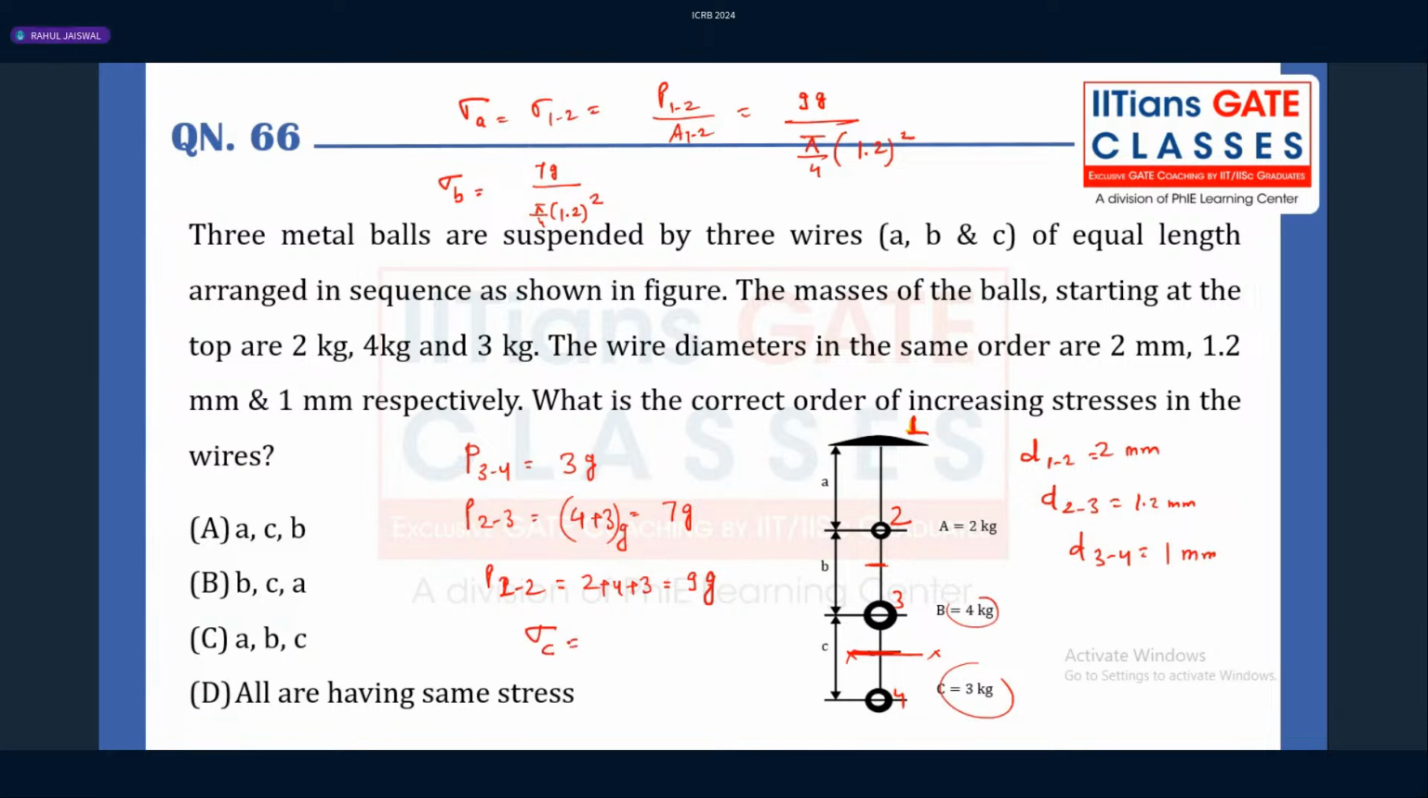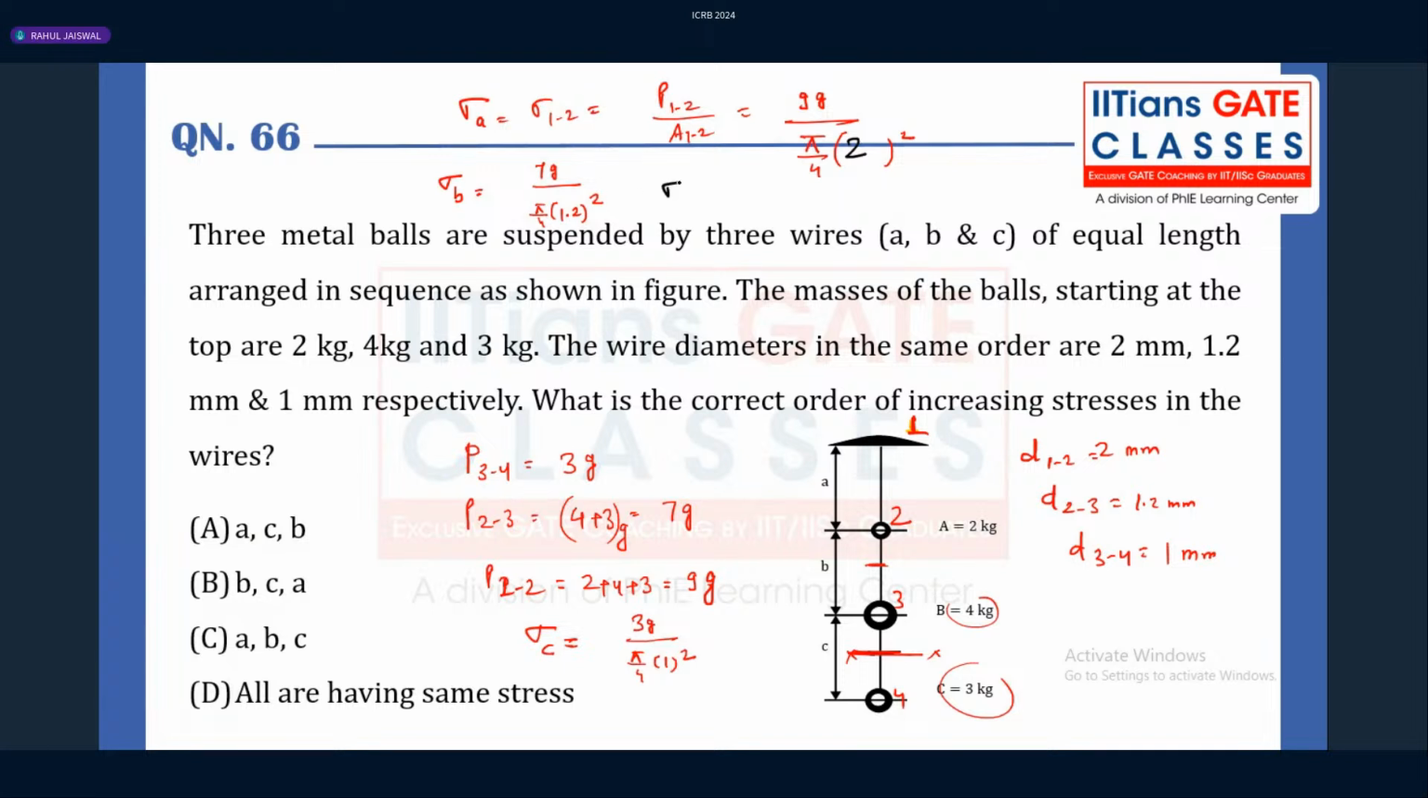Sigma C, what is the sigma C? Sigma C will be 3G divided by pi by 4, 1 square. If you try to compare the diameter versus this one, and try to take this 7 by 1.2, sorry, here diameter 1 to 2 is not 1.2, it is exactly 2.